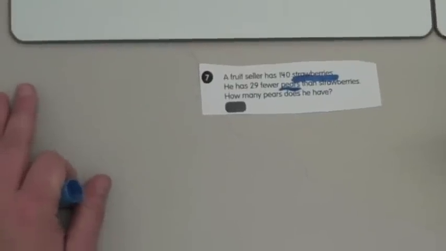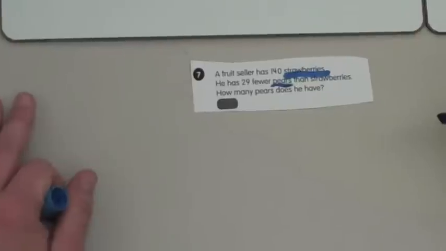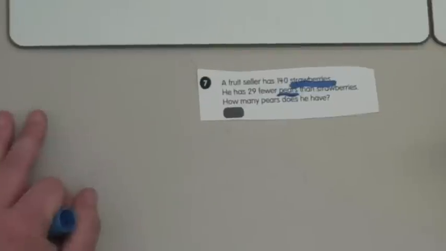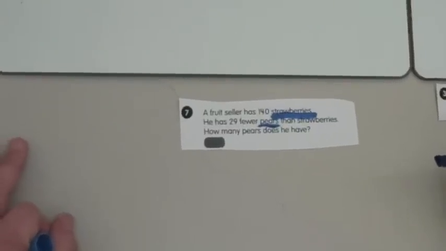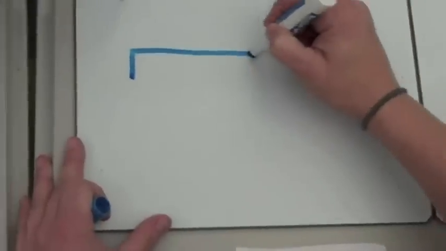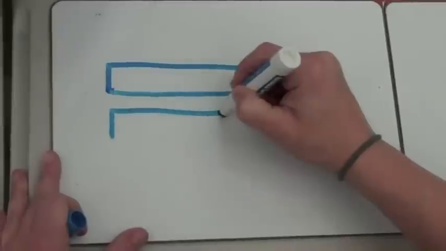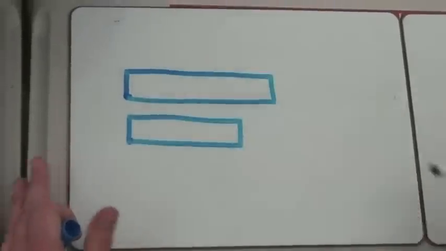When you're doing a comparing bar model, you don't put the bars side by side together. You put one on top of the other to compare how much longer or how much shorter one of the bars is compared to the other. So I'm going to draw two bars, one slightly shorter than the other.